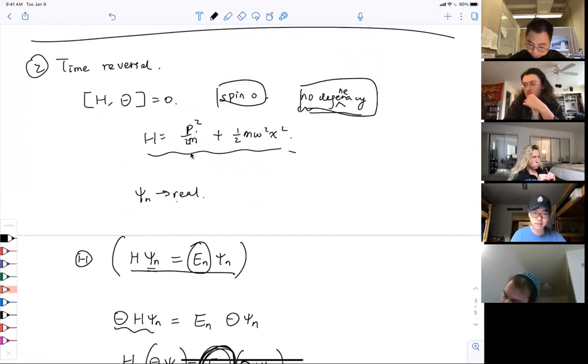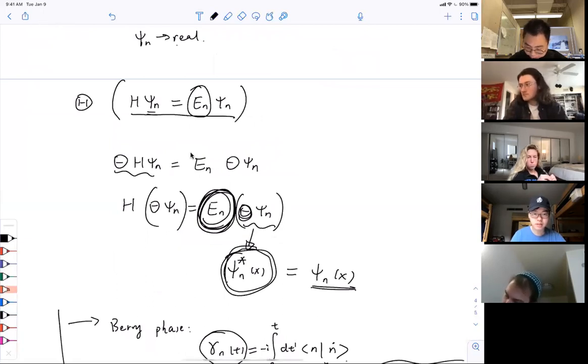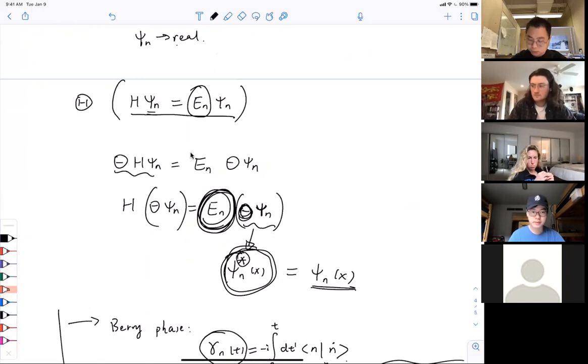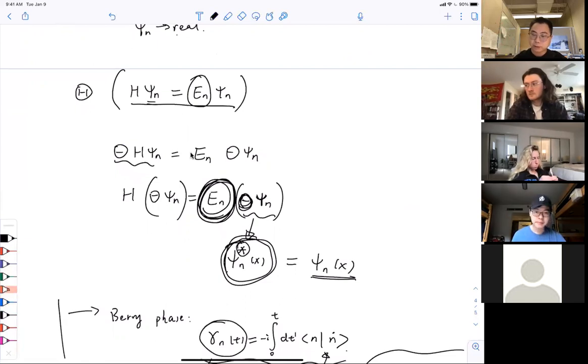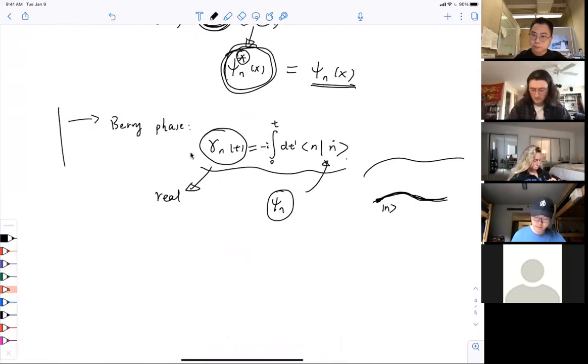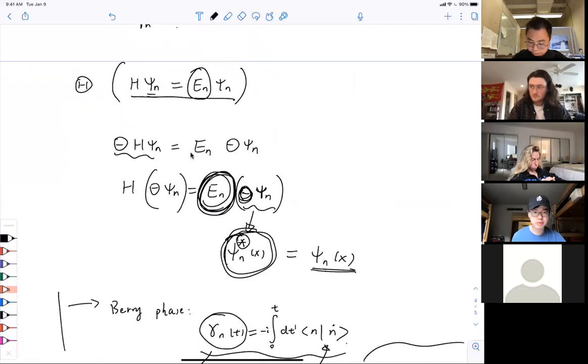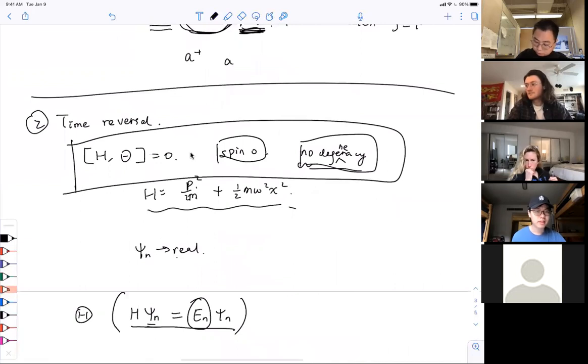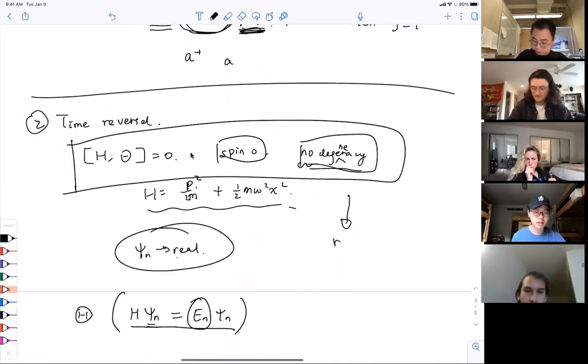When your spin is 0, then time reversal acting on this wave function is just like a complex conjugate. If there's a spin, there's some rotation matrix, so it's more tricky. We only learn this kind of basics in class. Once you dig into research papers, you would definitely need to know more about this. So basically, we can choose psi n to be real given those two assumptions. Yes, this is the input. Output is real.